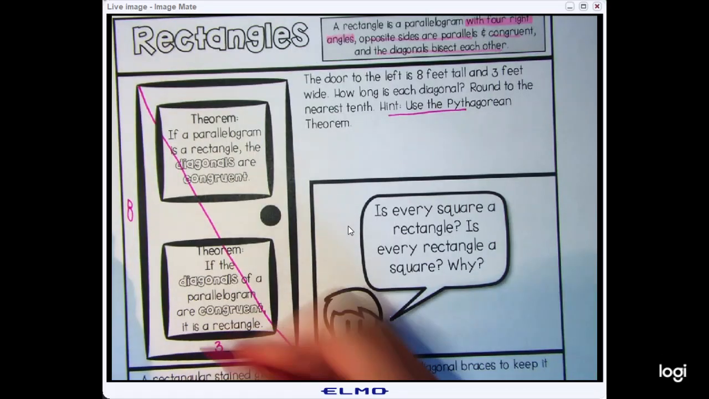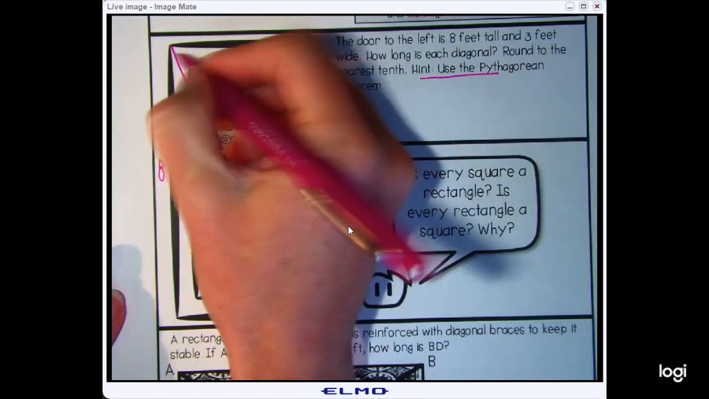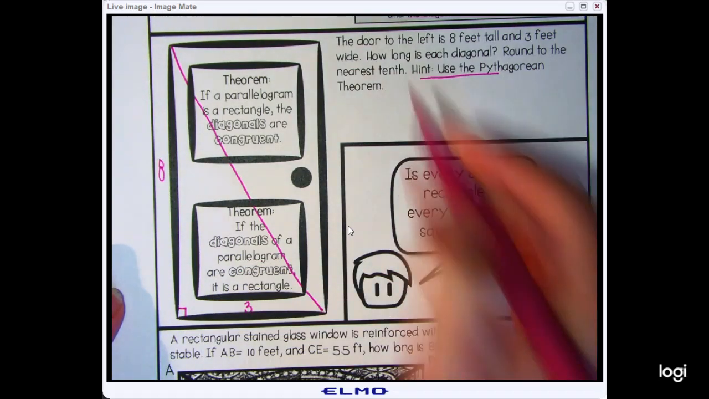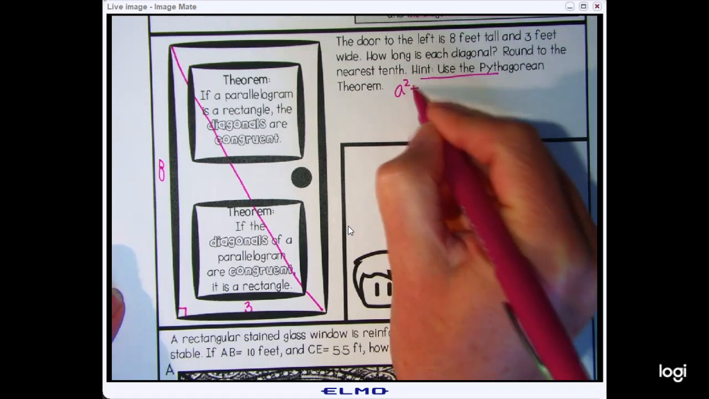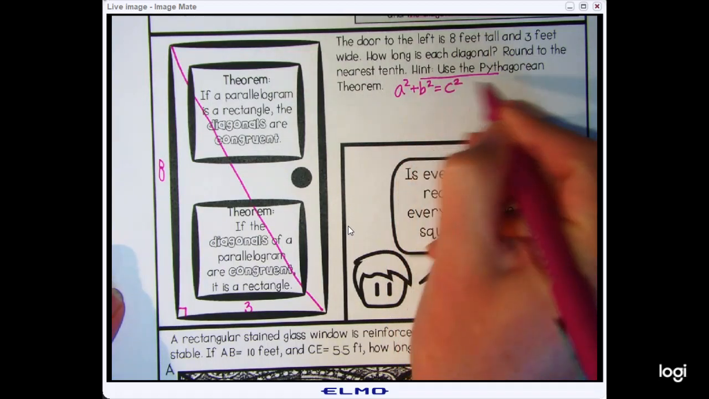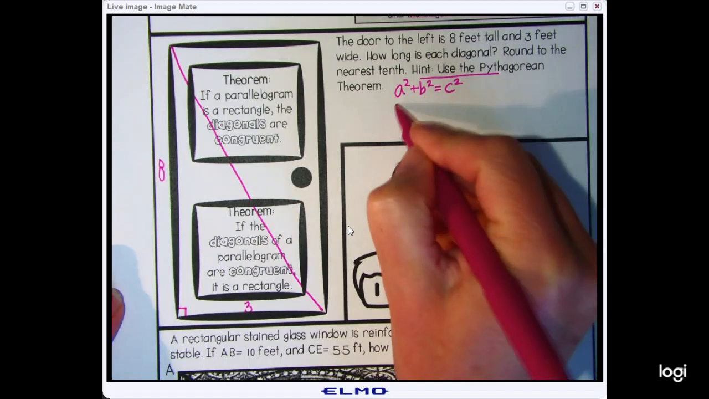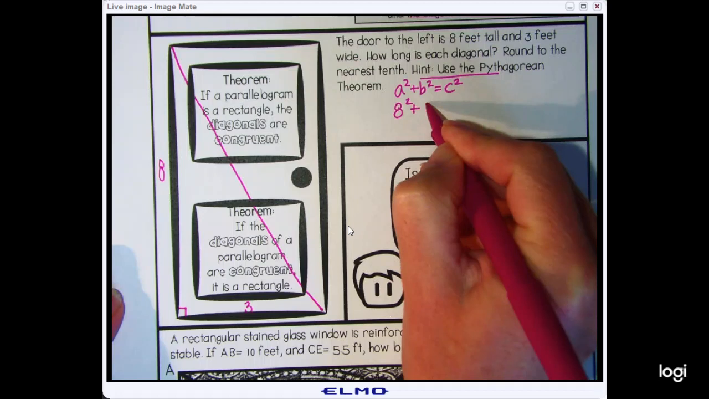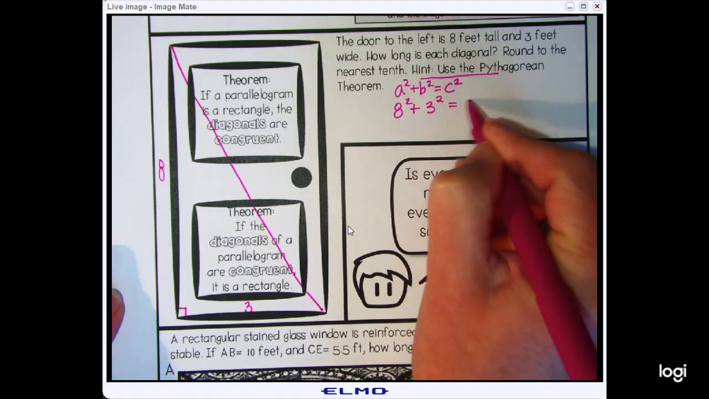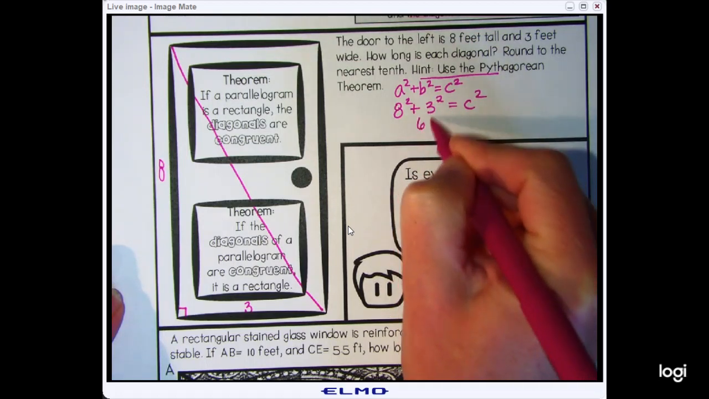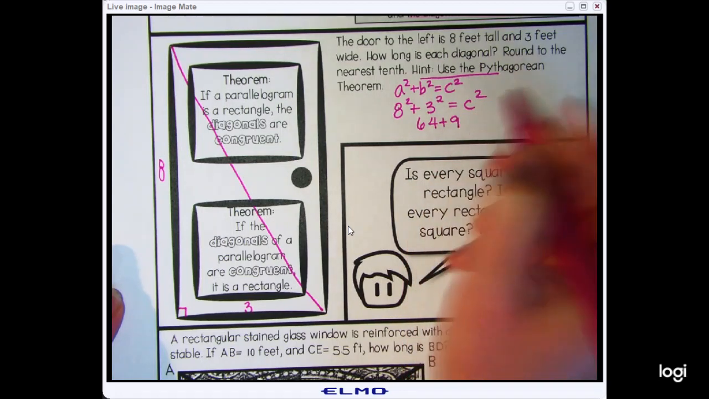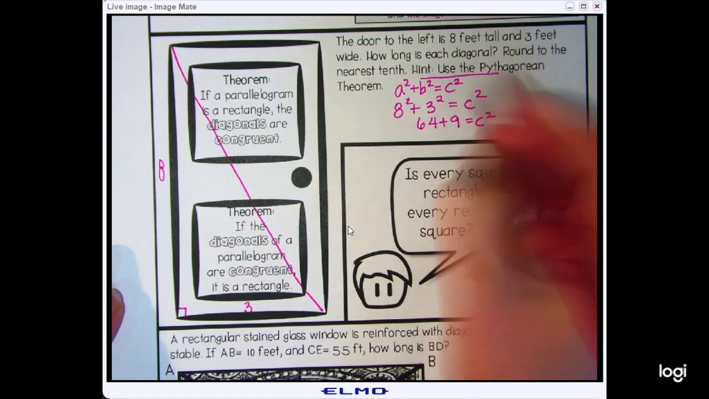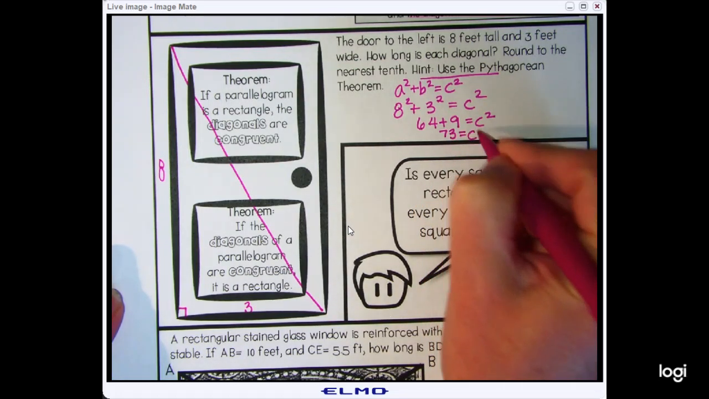Use the Pythagorean theorem. You can see when I split this door frame, I've got my right angle here. Remember, a squared plus b squared equals c squared, where c is always the hypotenuse. So a squared is 8 plus b squared is 3. Leg squared plus leg squared is hypotenuse squared. 64 plus 9 is c squared. 73 equals c squared.